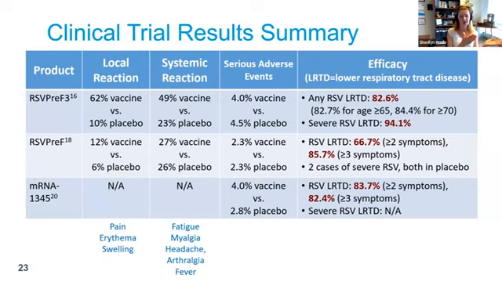We did see, as you would expect, slightly higher rates in the vaccine versus placebo group for the unadjuvanted vaccine. And to my knowledge, I wasn't able to find any data on that yet for the mRNA ones. Serious adverse events were very, very similar across vaccine and placebo groups. We didn't see any statistically significant differences that were a concern.